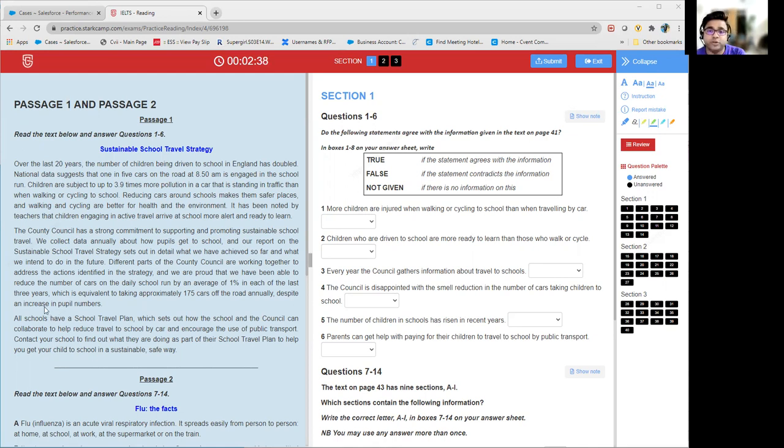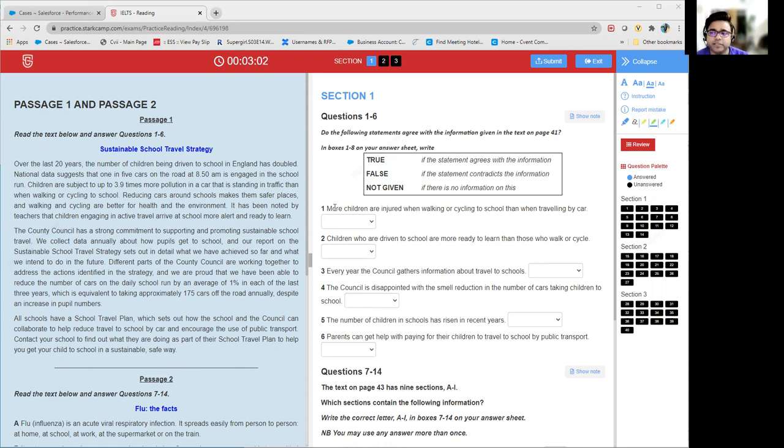Now, what I generally like to do in case of true, false, not given, one technique is, especially if you're in section 1, like we are right now, you can quickly read the entire passage because it would not be too long. And you can simply go ahead and look for the answers because it becomes easier to find the not given answers. So I have already gone through this text once. Let me try and answer the first question.